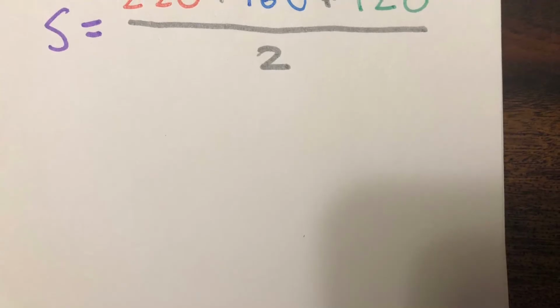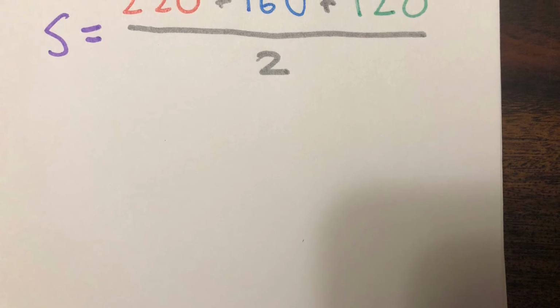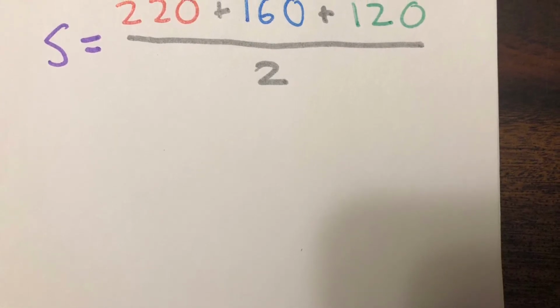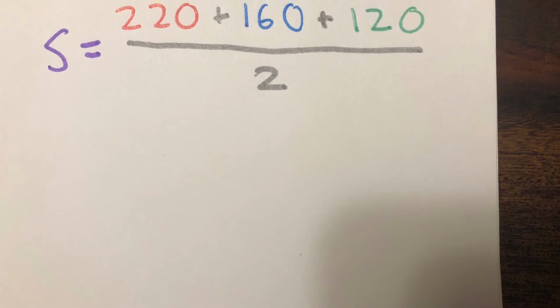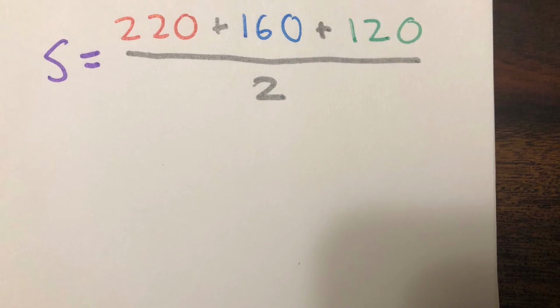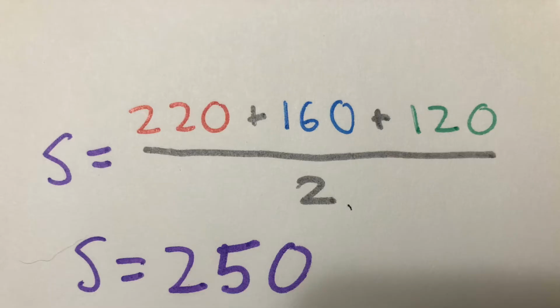Alright, time's up. First, we gotta solve for s. We know that s is equal to side A plus side B plus side C divided by 2. In this case, side A is equal to 220, side B is equal to 160, and side C is equal to 120. If we add all of those up and then divide the sum by 2, you get an answer of 250 for s.